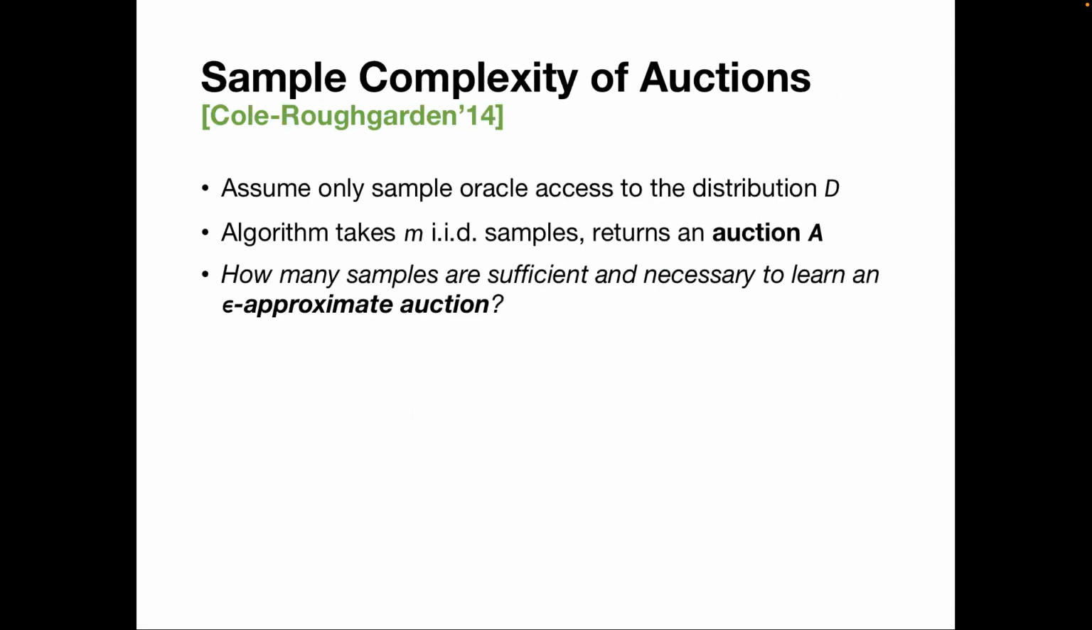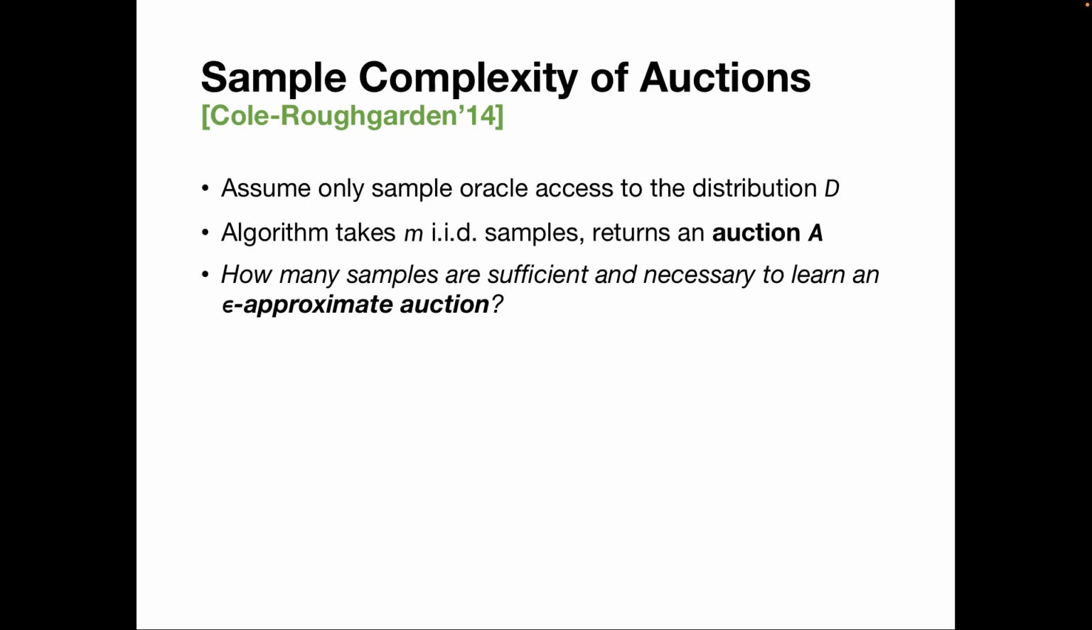Okay, the mentioned models assume that the seller has foreknowledge of all bidders' value distributions, but in practice, that knowledge is learned from historical transactions or other personal data, and a more realistic model would assume that the seller just has sample oracle access to the underlying distribution D.